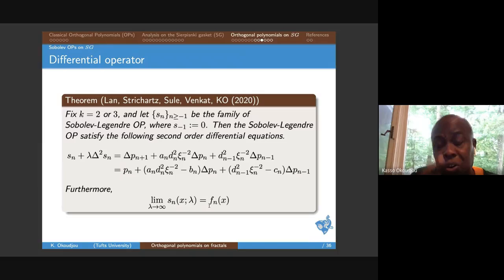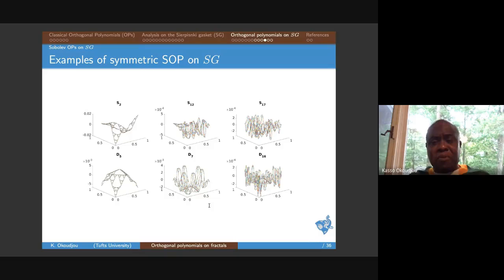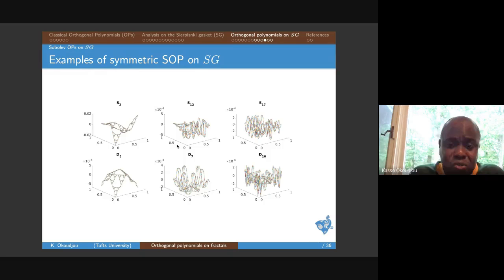And just to close, to show some of the pictures. So the first thing that I want you to see, these two last pictures here, there's too much noise. So the data for S17 and S16 is not very reliable. This is something we're still trying to perfect a little bit. But S12 is already pretty good. We're pretty confident about the computation at this level. And the polynomials seem to have some intricate pictures.